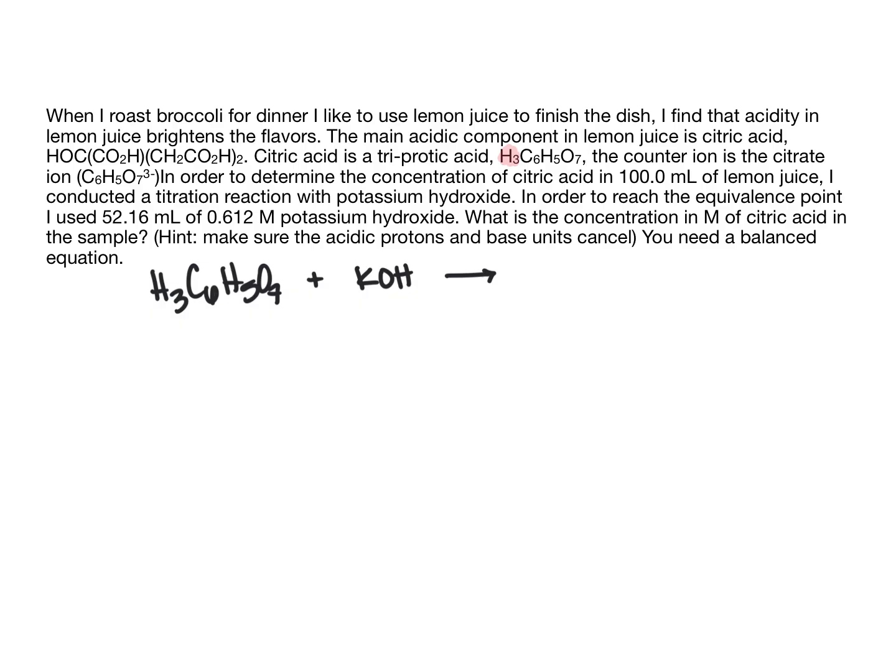Now, we know we have water, so that's simple. But the other one might feel a little confusing, except we know the counter ion. So we know that that's going to split out. And so we have K3 plus C6H5O7. So in order to have this, we're going to need 3 potassiums. We also are going to have 3 water in order to balance.